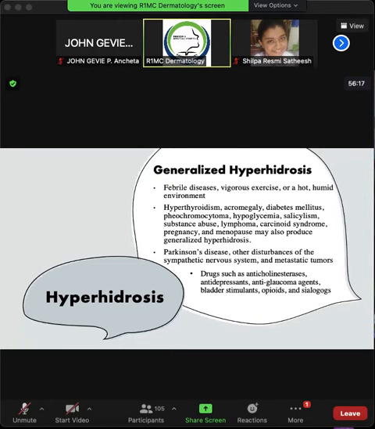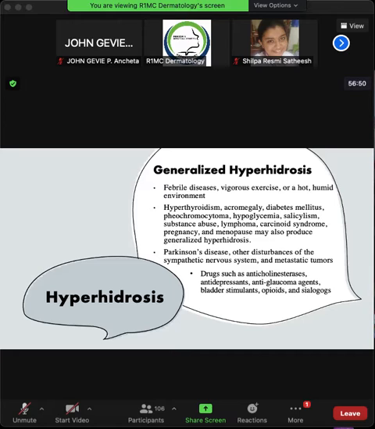So your febrile diseases, vigorous exercise, or a hot, humid environment may induce your generalized hyperhidrosis. Hyperthyroidism, acromegaly, DM, pheochromocytoma, hypoglycemia, salicylism, substance abuse, lymphoma, carcinoid syndrome, pregnancy, and menopause may also produce your generalized hyperhidrosis.